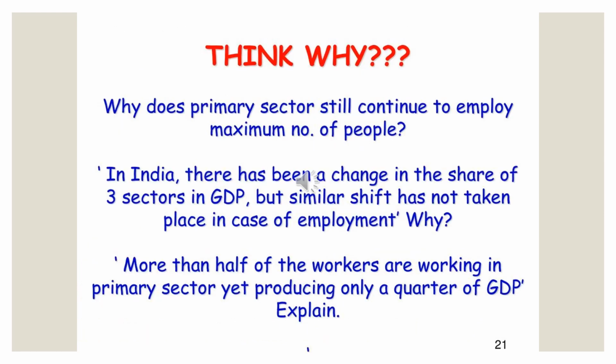Now, some of the questions that we would like to think about: why does the primary sector still continue to employ the maximum number of people, as we saw in the previous slide? In India, there has been a change in the share of the three sectors in GDP, but a similar shift has not taken place in the case of employment. What it means is that though the tertiary sector is employing the least number of people, the maximum contribution to the GDP is from the tertiary sector. More than half of the workers are working in the primary sector, yet producing only a quarter of GDP.